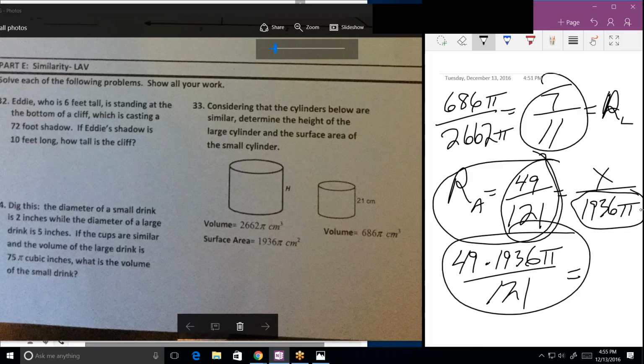49 times 1936 equals 94864, and divided by 121 equals 784. So the surface area of the smaller cylinder equals 784 pi centimeters squared. Okay, good.